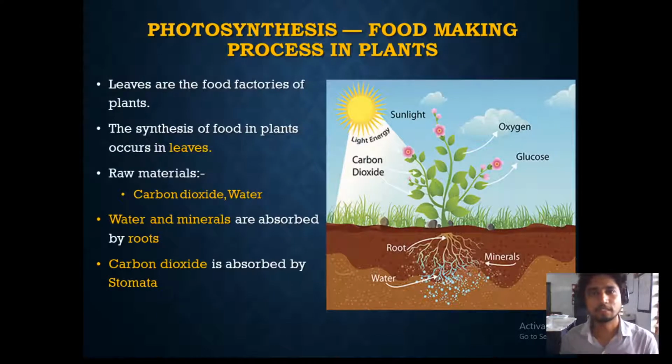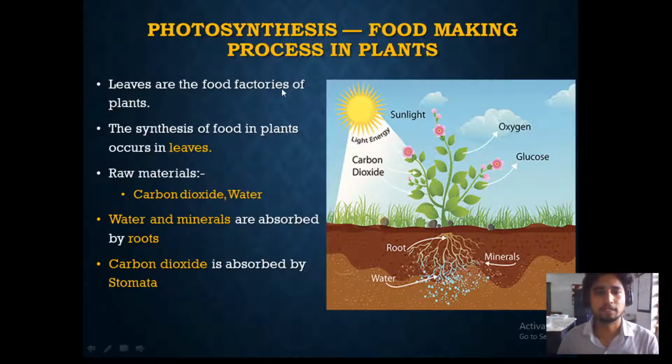Plants can synthesize their own food by using sunlight, and let us learn further about this in the photosynthesis process. Photosynthesis is a food making process in plants. They use the sunlight and synthesize food. But what else do they need besides sunlight?